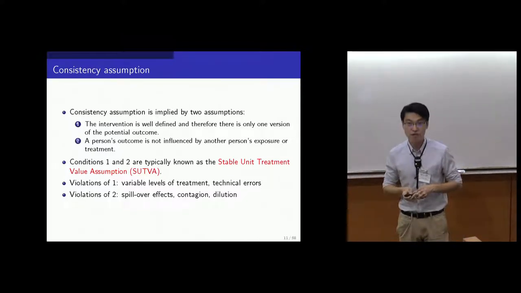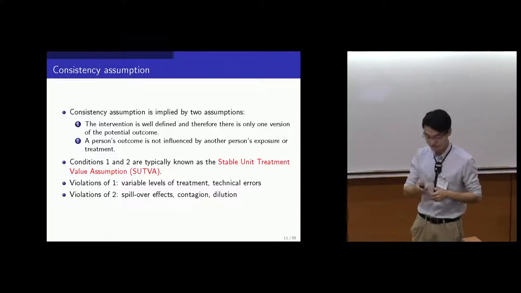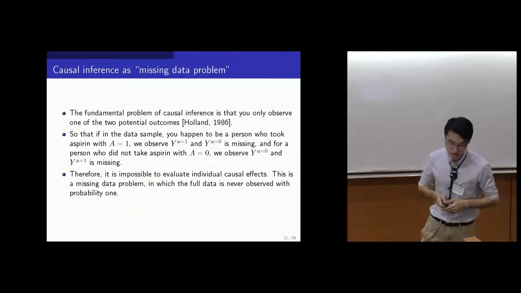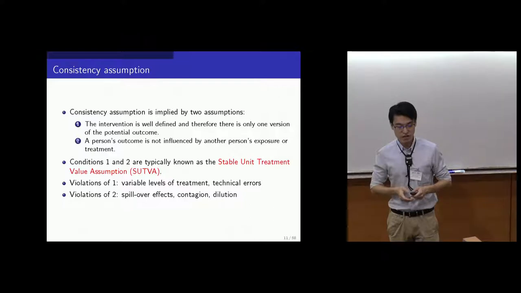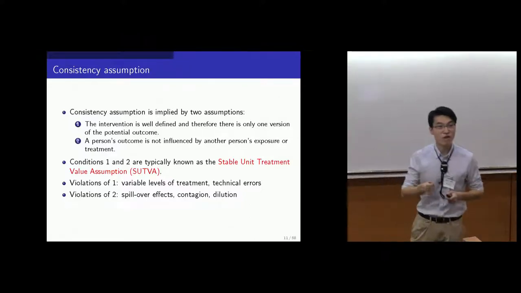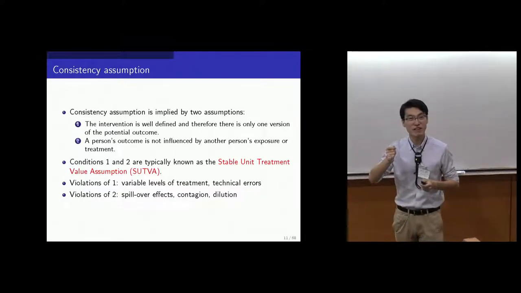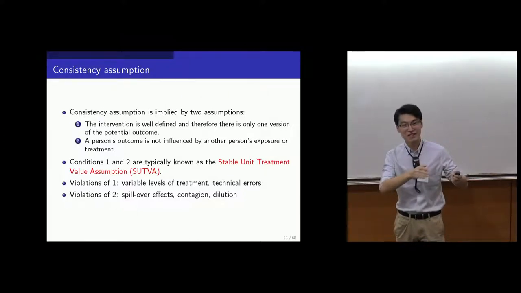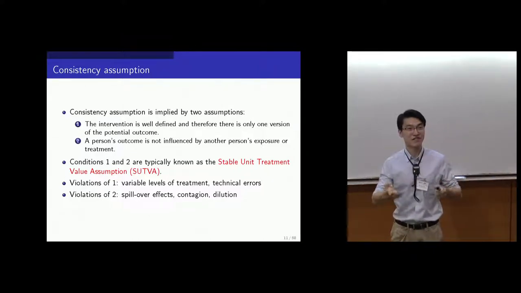Okay, but for this introduction, we will just assume these two conditions will be sufficient for most of our discussion. So it just means that when you say A equals to one, for example, then it is well defined. There's no ambiguity. For example, for John, his A equals to one means taking aspirin, two pills. And then for Jane, her treatment A equals to one means taking one pill only. And that will be a violation of this assumption.